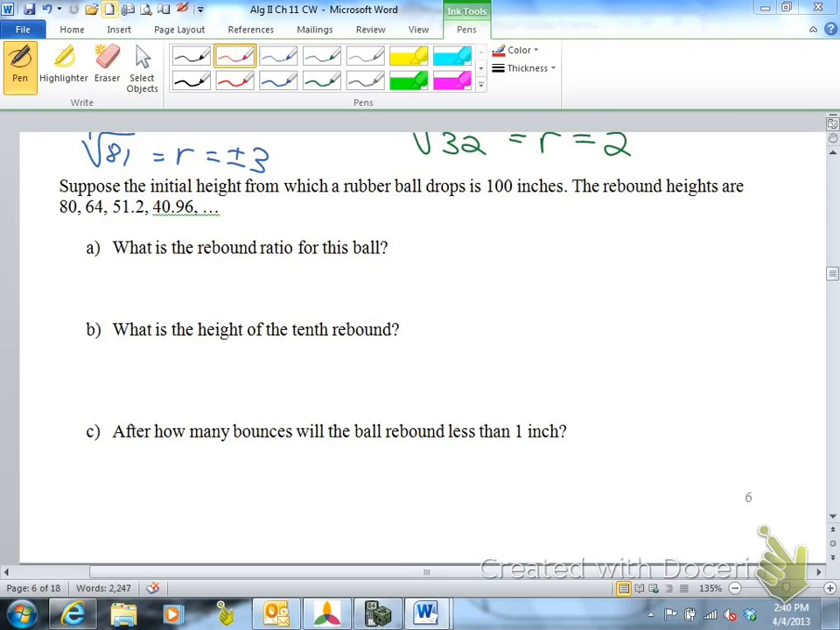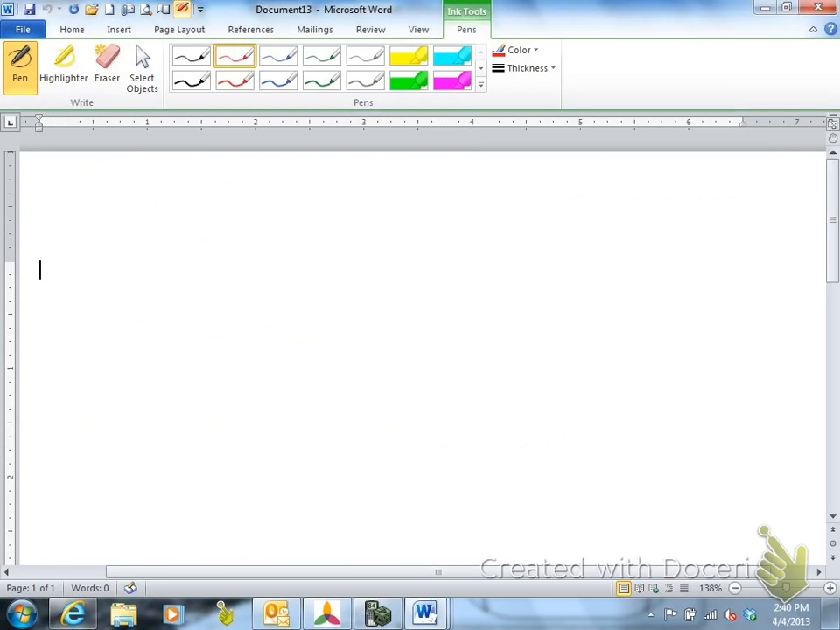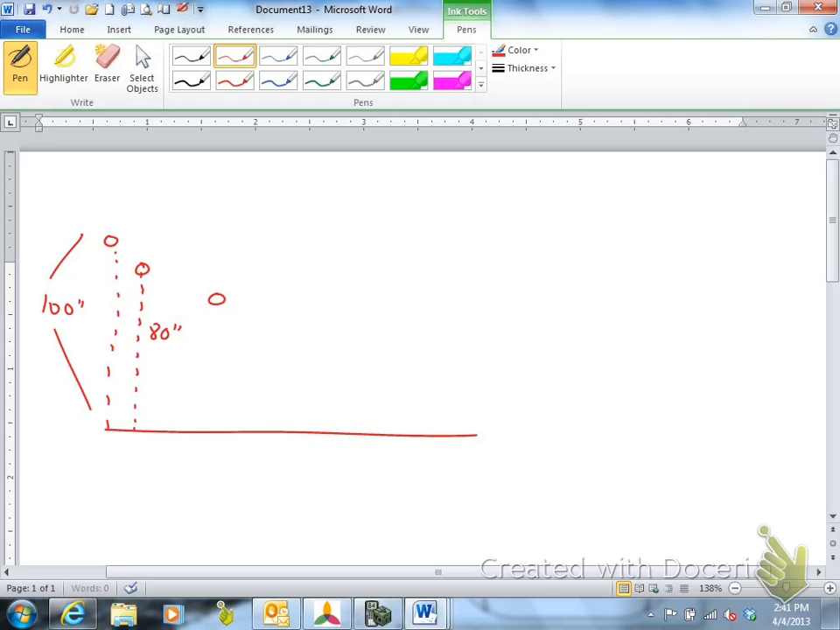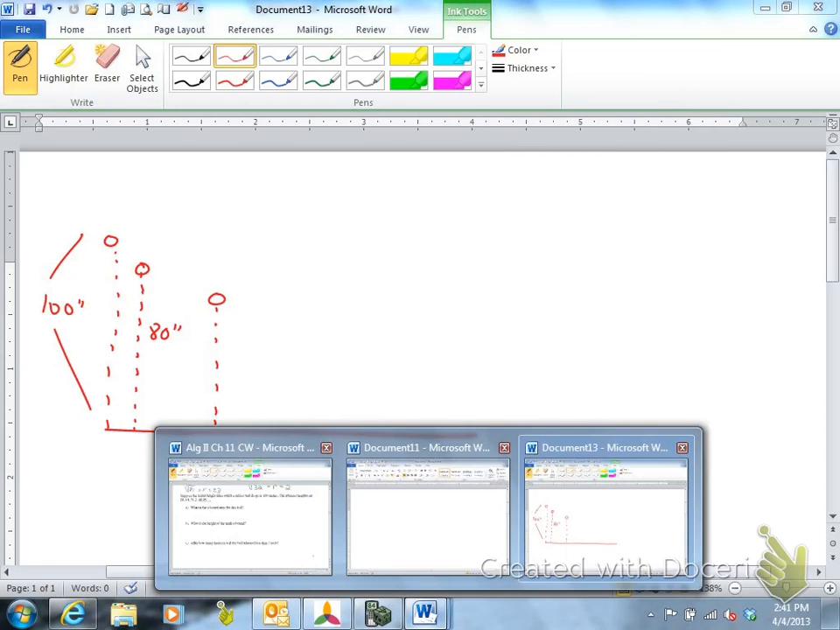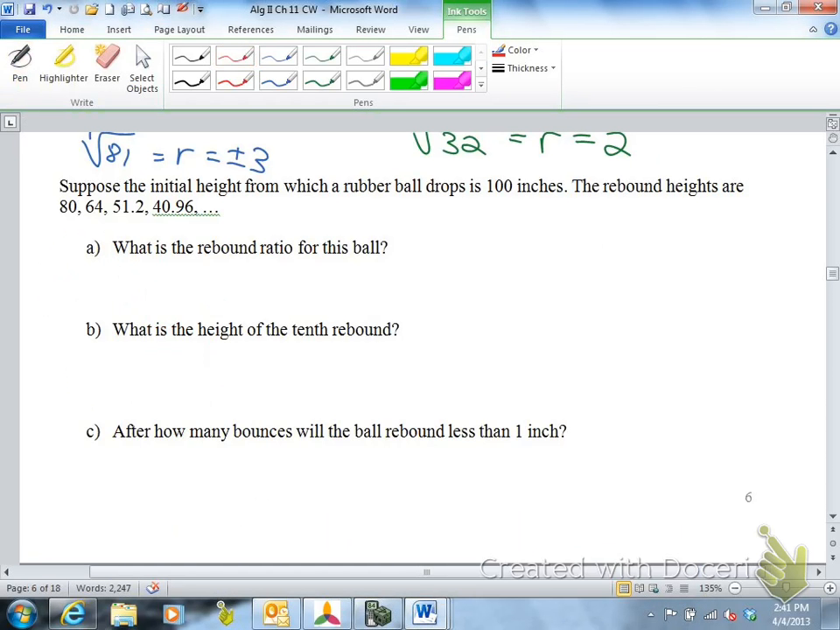So you can imagine if you had a ball. Here's the floor. If you have a ball and you drop it, it started at 100 inches. And it's going to bounce back up, and then it falls 80 inches, and then it's going to be a little lower. What was it? 64 inches, and it keeps bouncing and losing the same percent every time.